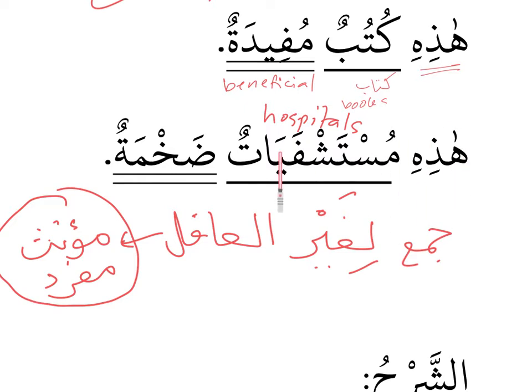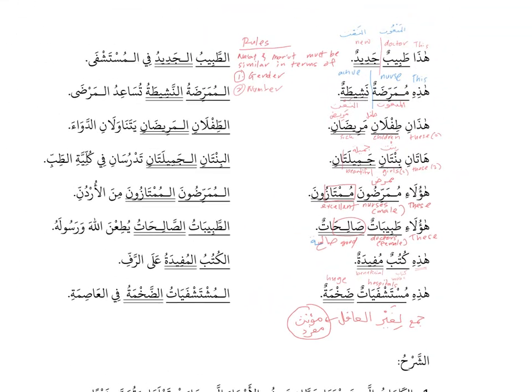We say hadhihi mustashfayat. That is number 1. And when it comes to na'at, to the adjective, this must be in the mu'annas and mufrad form as well. That is why we use the word dakhmatun, a mu'annas word, and at the same time a mufrad word. Dakhma means huge. Huge hospitals. So the translation is, these are huge hospitals. Hadihi mustashfayatun dakhma. So there you go.